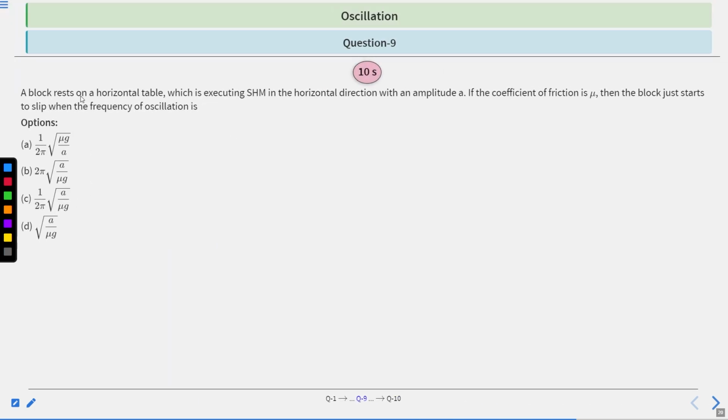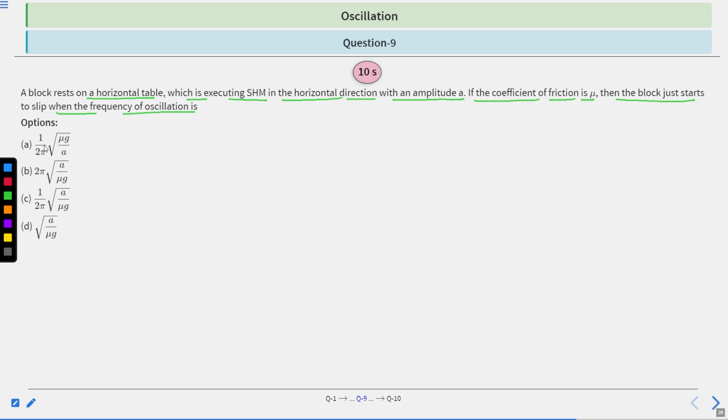A block rests on a horizontal table which is executing SHM, simple harmonic motion, in the horizontal direction with the amplitude A. If the coefficient of friction is mu, then the block just starts to slip when the frequency of oscillation is what? So the question asks about the frequency of oscillation.